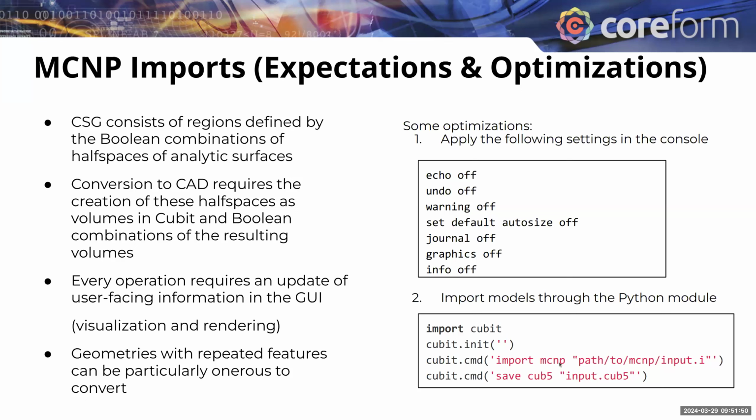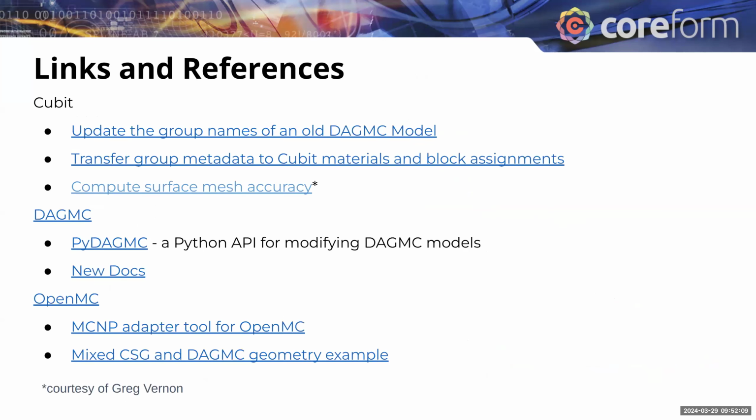Additionally, you can also import models through the Python module, which would circumvent the GUI altogether. And so what you might be able to do is just import this and then save it immediately to Cubit's native format so that you can open it in the GUI. So just a couple of suggestions on that if you're trying to import really intricate models.